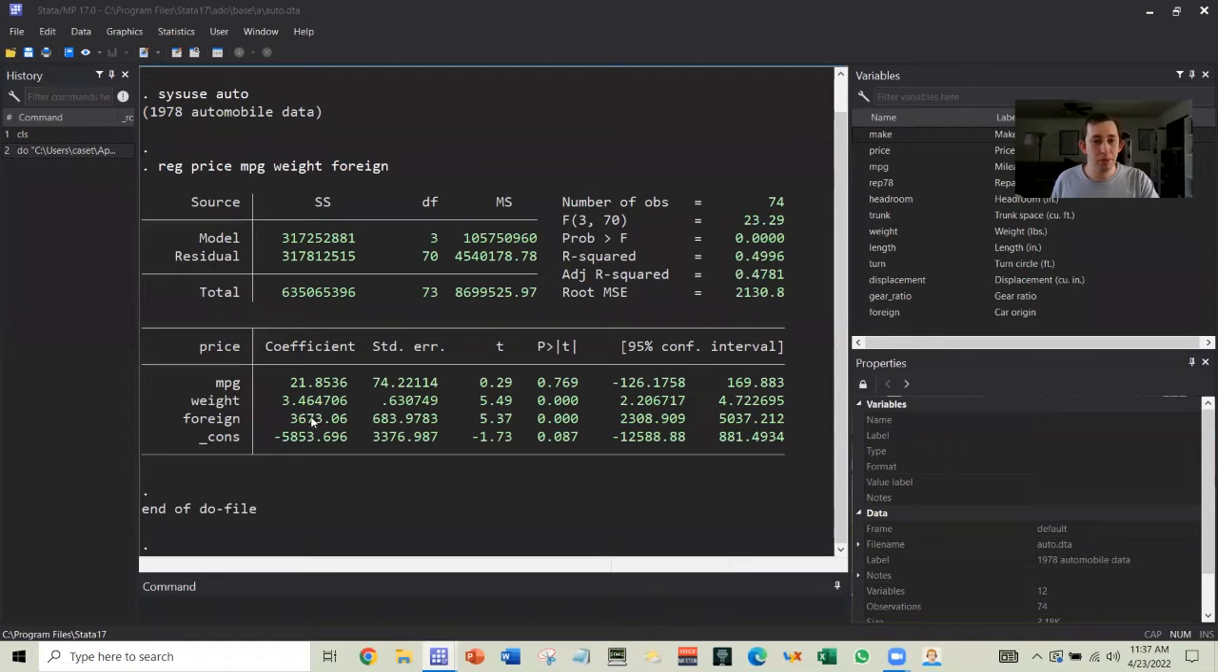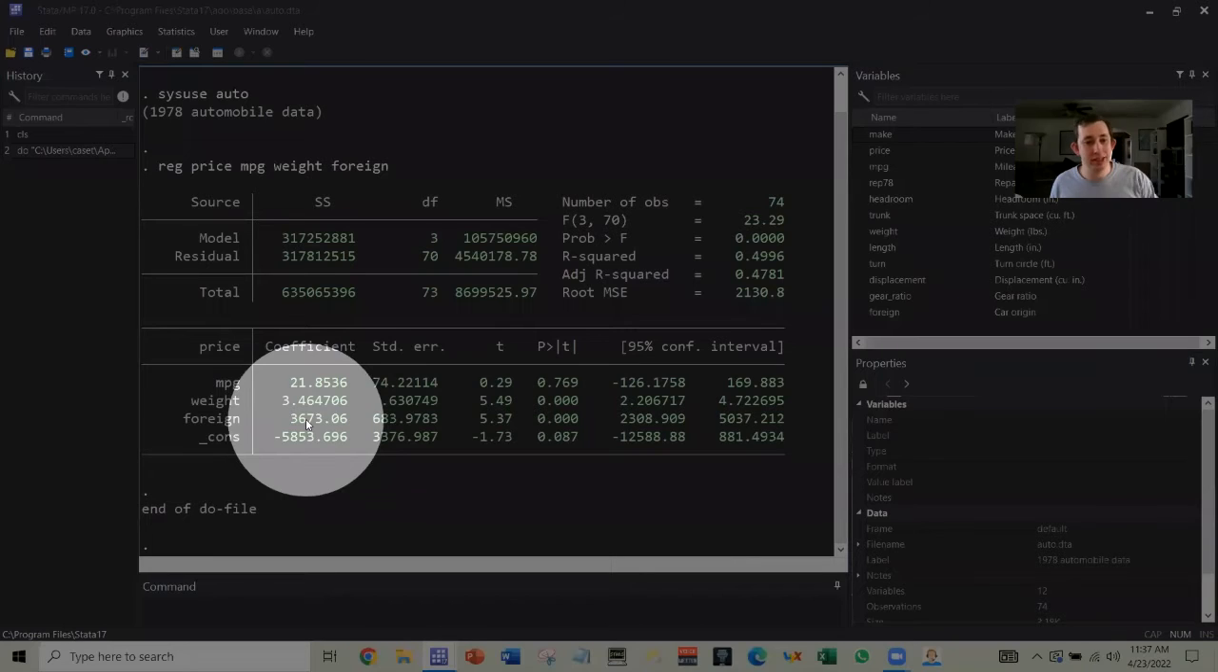Now, remember that when we run a regression, we are talking about correlation, not causation. So I can't say anything about being foreign causes an increase in price. We're talking about correlation. So this coefficient right here would tell me that if you take two cars, they've got the same miles per gallon, they've got the same weight, but one was produced in the US and one was not produced in the US, I would expect that car not produced in the US to be correlated with about a $3,700 difference in price, where the foreign car is about $3,700 more expensive.